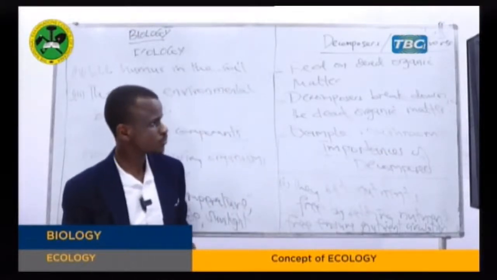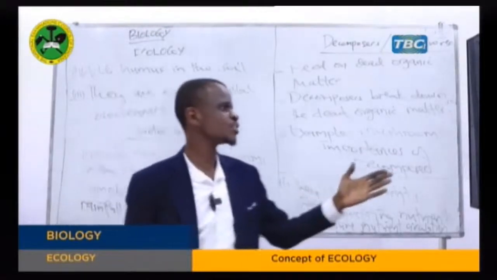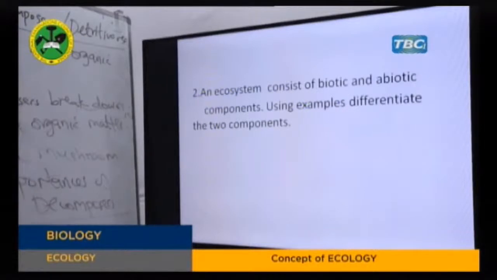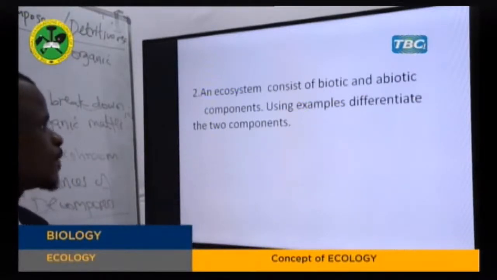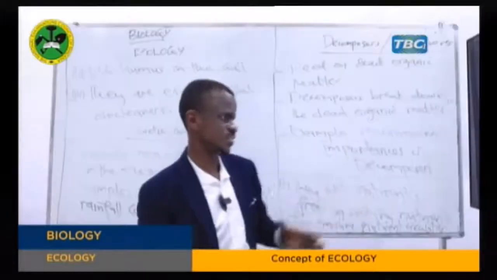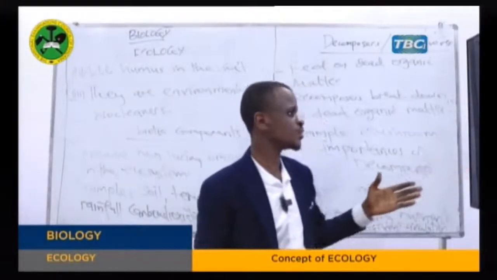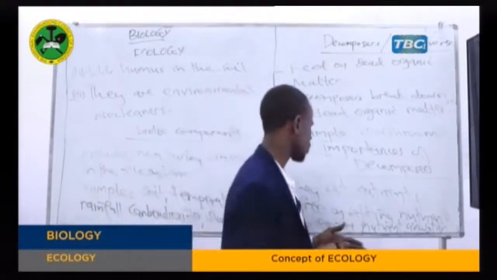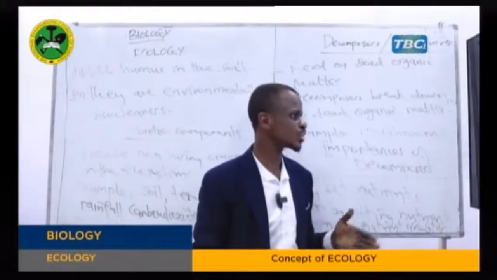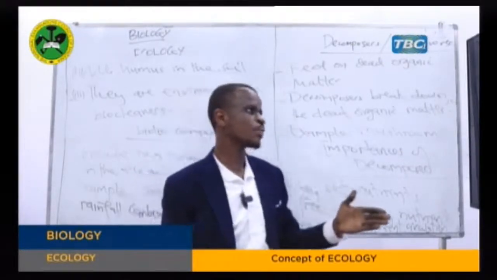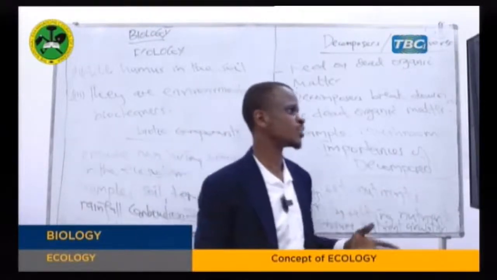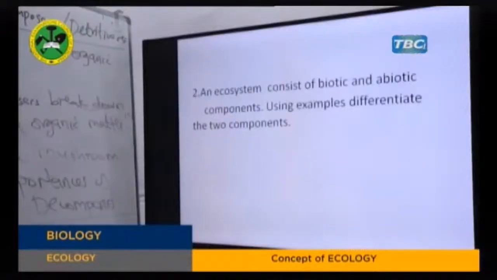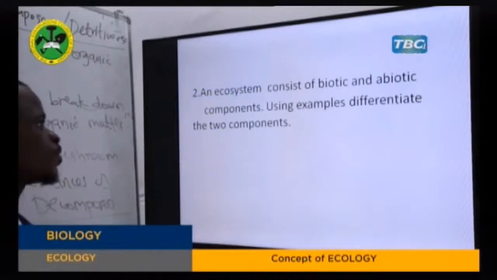Question number two. The question is, an ecosystem consists of biotic and abiotic components. Using examples, differentiate the two components. Biotic components, as I have said, include living organisms. Abiotic include non-living organisms. Examples of biotic are animals, plants, fungi, and bacteria. Examples of abiotic are soil, temperature, carbon dioxide, water, and so on. Biotic components are producers, consumers, decomposers. Therefore, you can differentiate, my student, by using a comparison table at home.